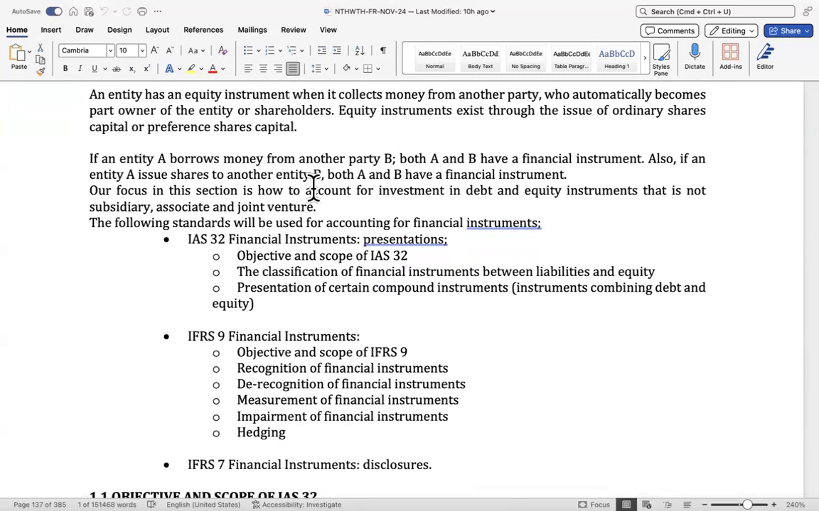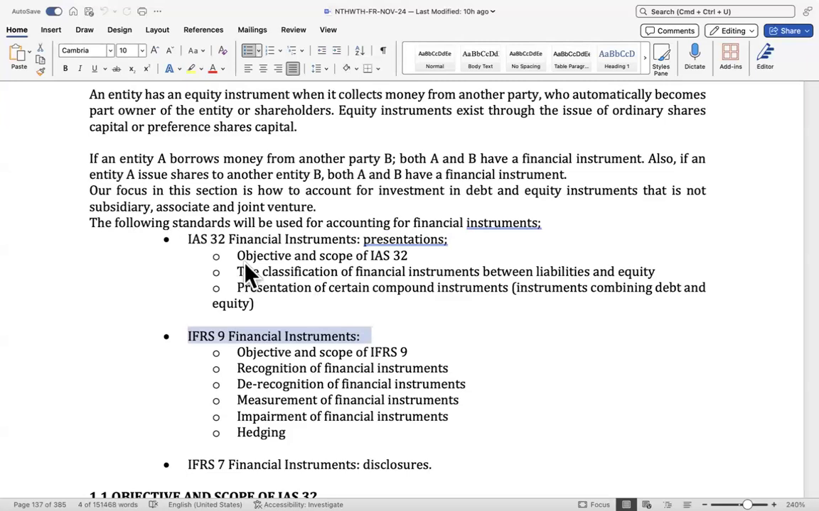Now, for this topic, basically, we're going to consider two standards. One is IAS 32, and it's called Financial Instruments: Presentation. The second one is IFRS 9. This is called Financial Instruments. These two standards are what we're going to use to treat this.